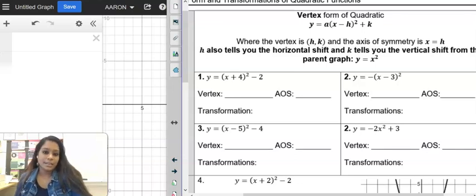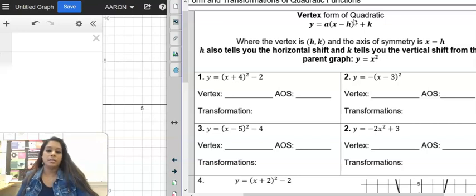Hey class, so here is the next lesson, in which we're going to look at the vertex form, and more importantly, we're going to look at transformations. How do we transform a quadratic or a parabola? So the vertex form, first of all, looks like this.